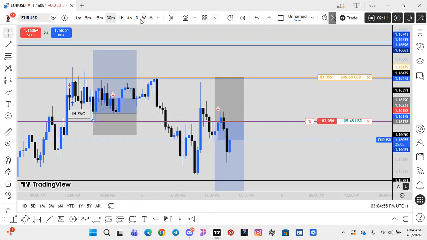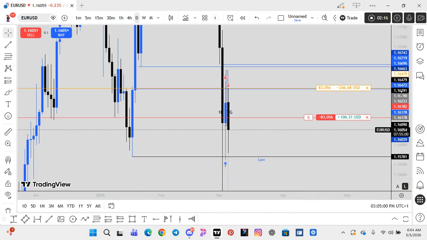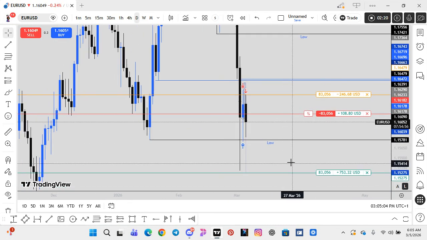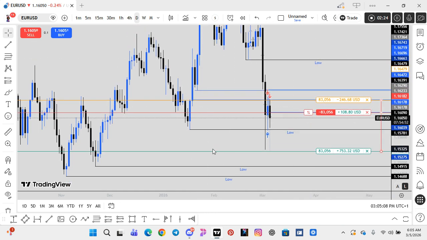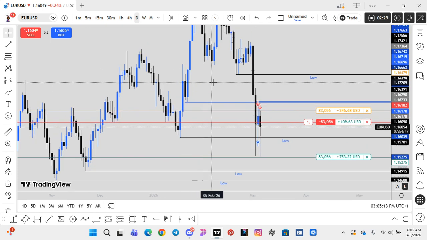So today's trading should move up to the daily time frame. This is my whole idea for the day, because price basically took out this range. This was the range I called coming into this week.